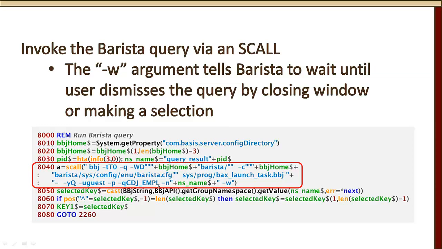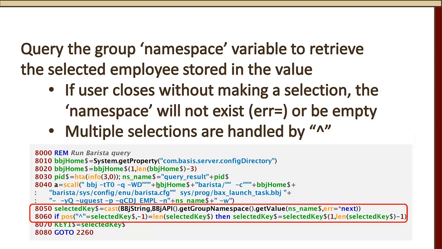CDJ_EMPL is the name of our query, as you will see in a minute. And then we query the group namespace variable to retrieve the selected employee number stored in the value. If the user closes the grid lookup without making a selection, the namespace will not exist and the error equals path will be followed, or it'll be empty.